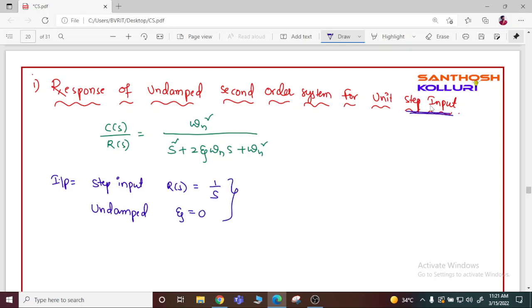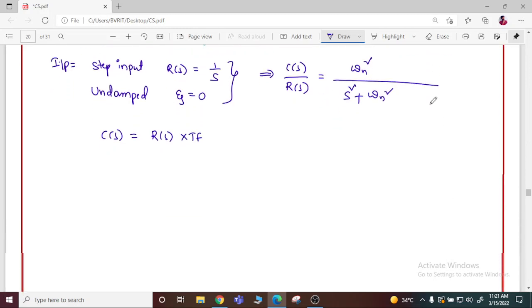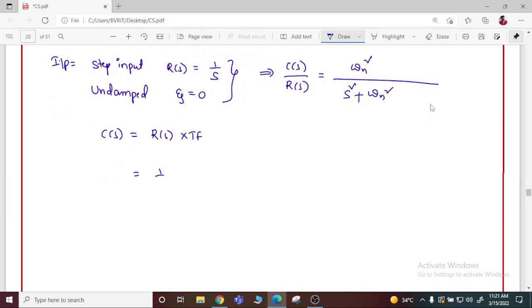So, by applying these two conditions, the transfer function now will convert into C of s by R of s is equal to omega n square divided by s square plus this term will become 0 and omega n square. Then the output C of s can be written as R of s into transfer function. So, this R of s is equal to 1 by s into the transfer function is omega n square divided by s square plus omega n square.